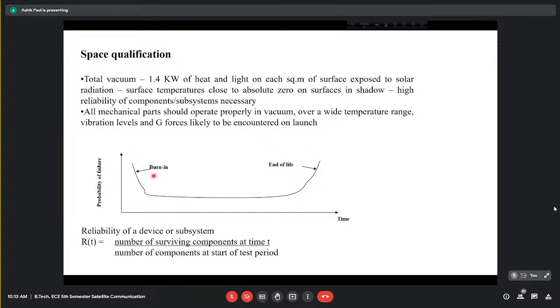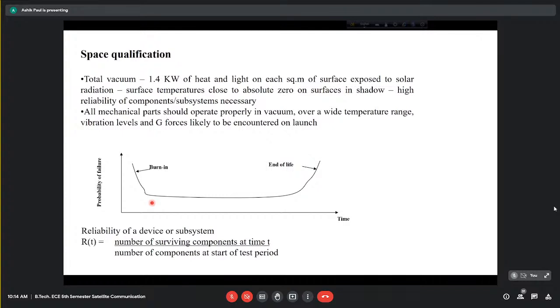Now, in order to bypass this initial burn-in period, what is done in the case of satellites is this: knowing fully well that once the satellite is launched, the option of any kind of repair and rectification of any component is not there, we turn on the power to all the subsystems of a satellite before it is launched, so that this initial burn-in period is passed while the satellite is still on the surface of the earth before launch. This initial burn-in period could be maybe 100 hours or maybe 120 hours.